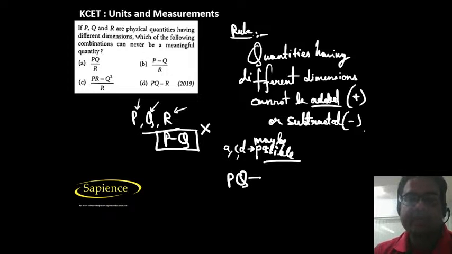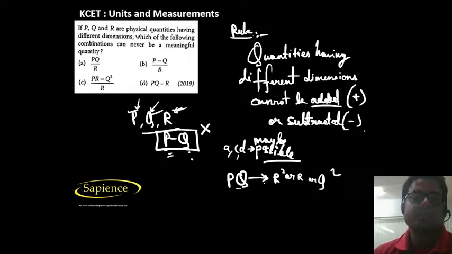Why? Since PQ can have the same dimension as R square or R or Q square, etc., we can subtract that. But P and Q can never be subtracted, since P, Q and R have different dimensions, as has been told here. So the correct answer is option B.